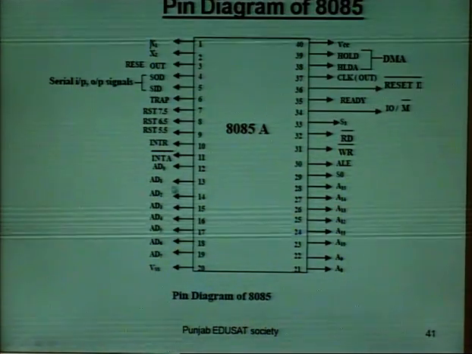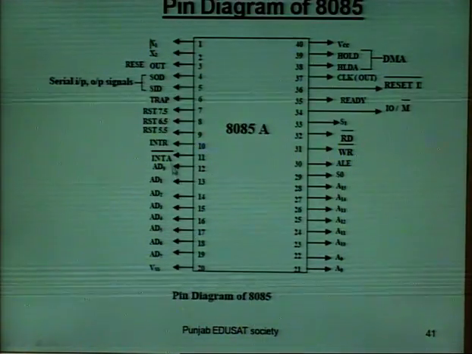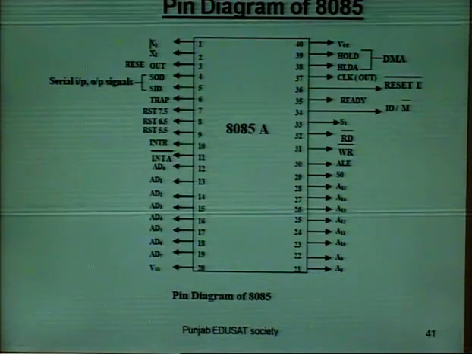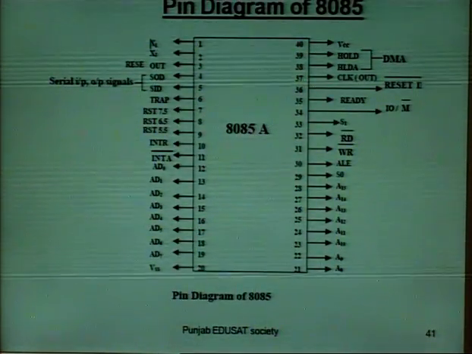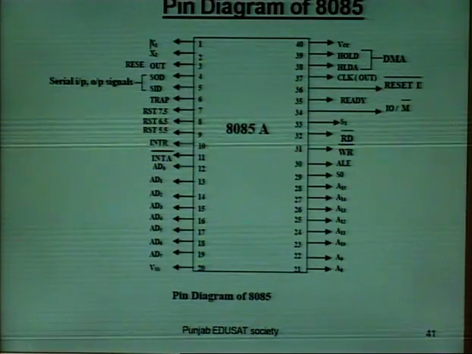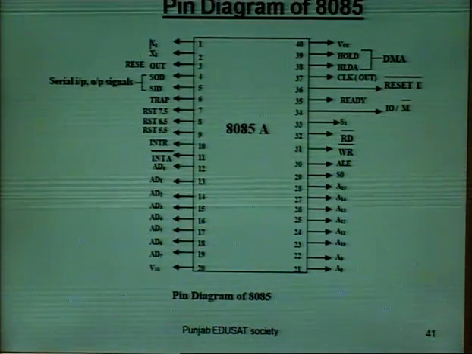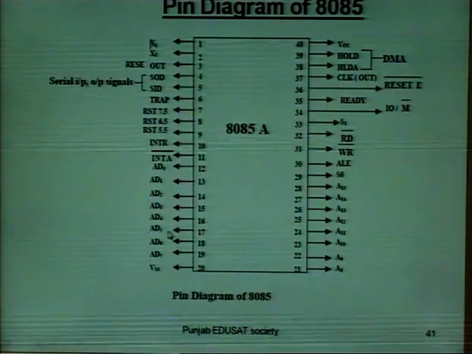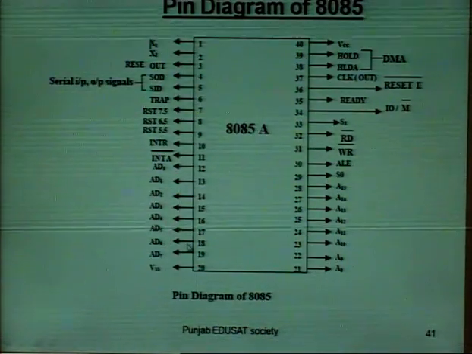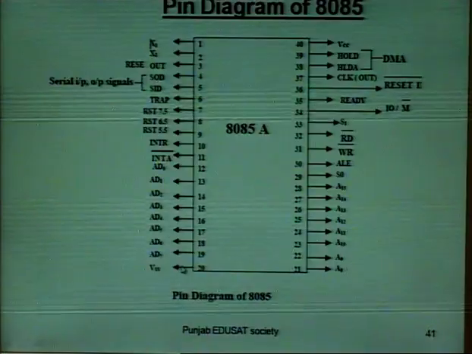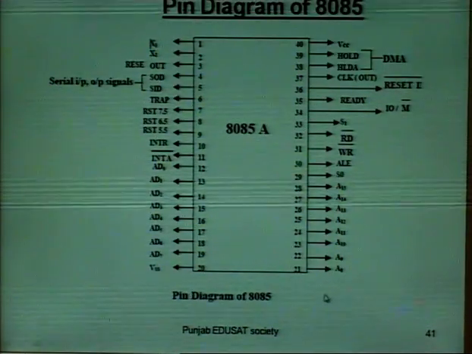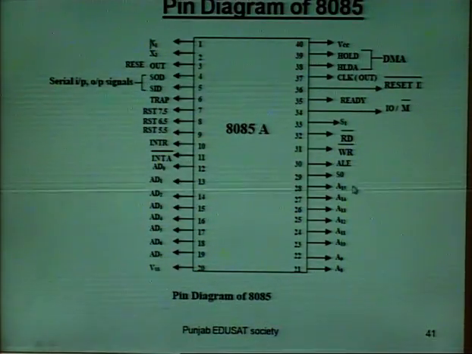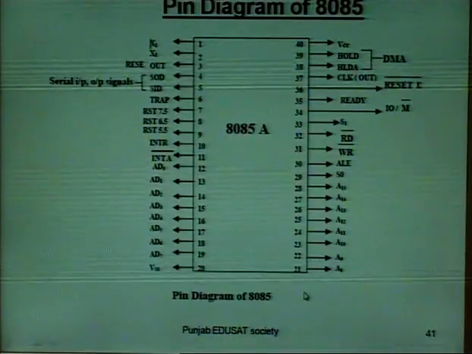Then we have the low order address bus, that is AD0 to AD7, the multiplexed address/data bus. These signals are bidirectional. These are time multiplexed address and data bus. During the first clock cycle, it will carry address. After that, it will carry data. Then we have VSS. This pin is grounded. After that, we have the high order address bus, that is from A8 to A15. It is unidirectional.